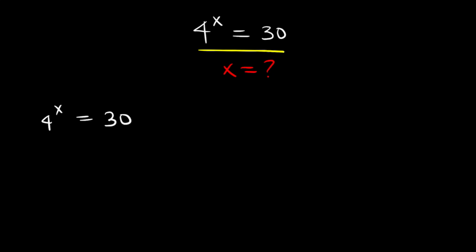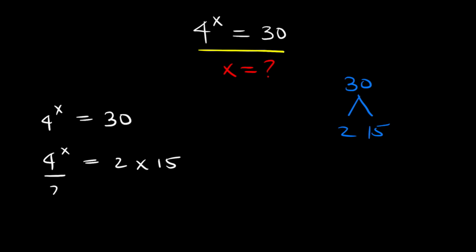First of all, let's look at 30 and see how we can break it down. I can break it into 2 times 15, which is exactly what I'm going to do in this problem. So it means I now have 4 raised to power x is equal to 2 times 15. And then I can divide through by 2 to get rid of this 2 here. So I'm left with 4 raised to power x divided by 2 is 15.